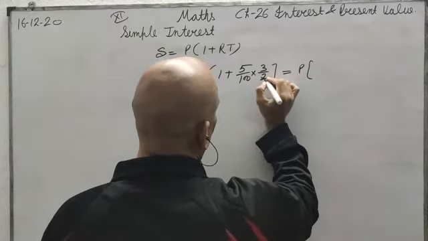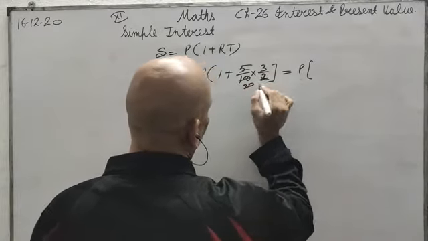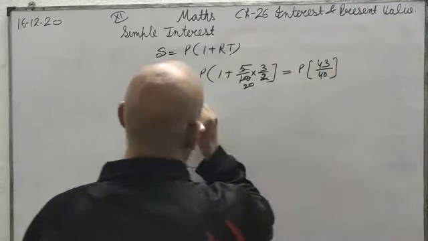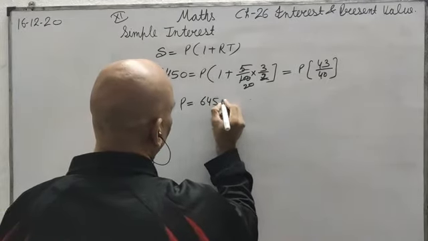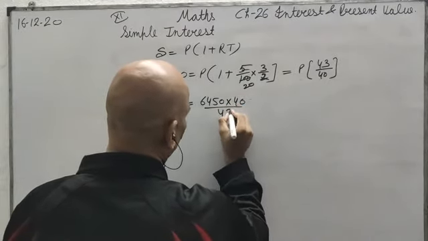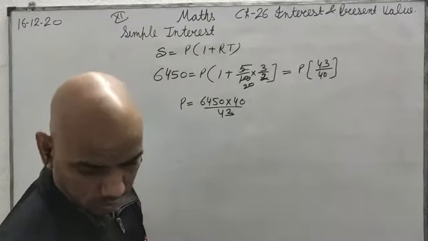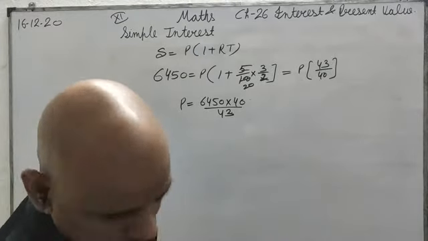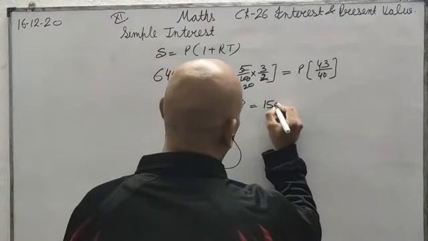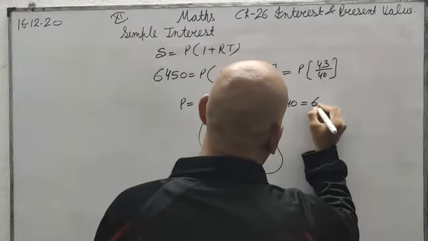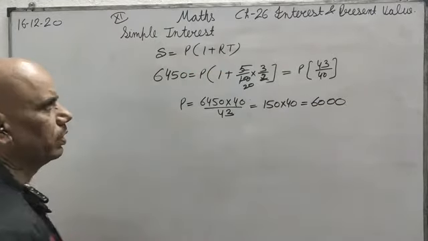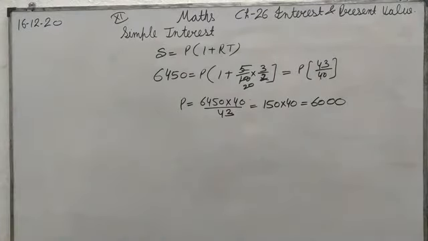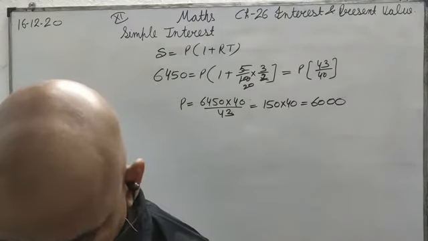5 into 3/2 over 100, 5 20s are 100, so 3/40, so it will become 43/40, and that way P is 6450 into 40 upon 43. 6450 divided by 43 gives me 150. So 150 into 40, 15 4s are 60, 6,000 rupees. The principal of 6,000 rupees will amount to 6,450 in 1.5 years.